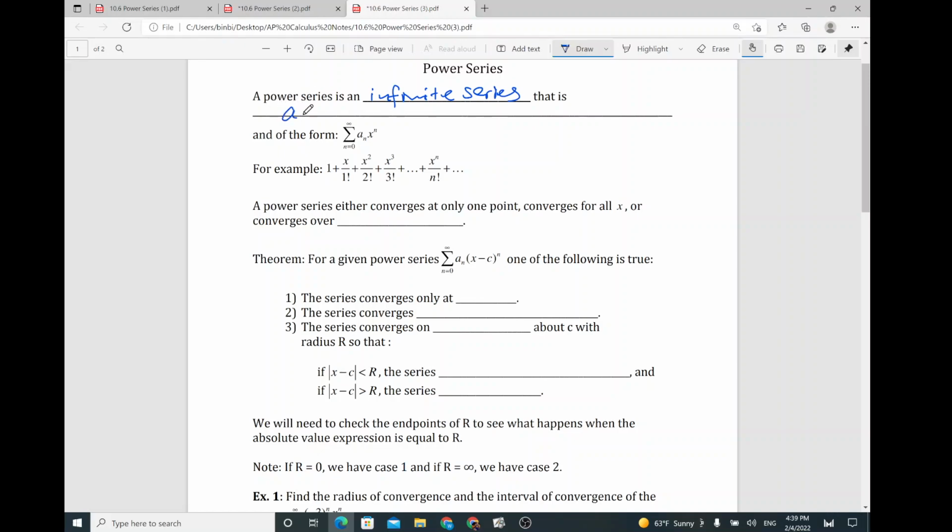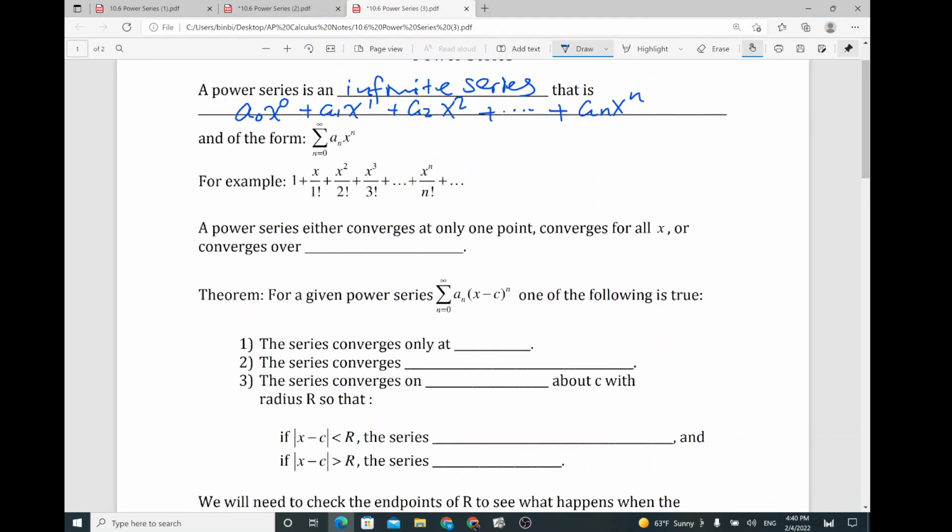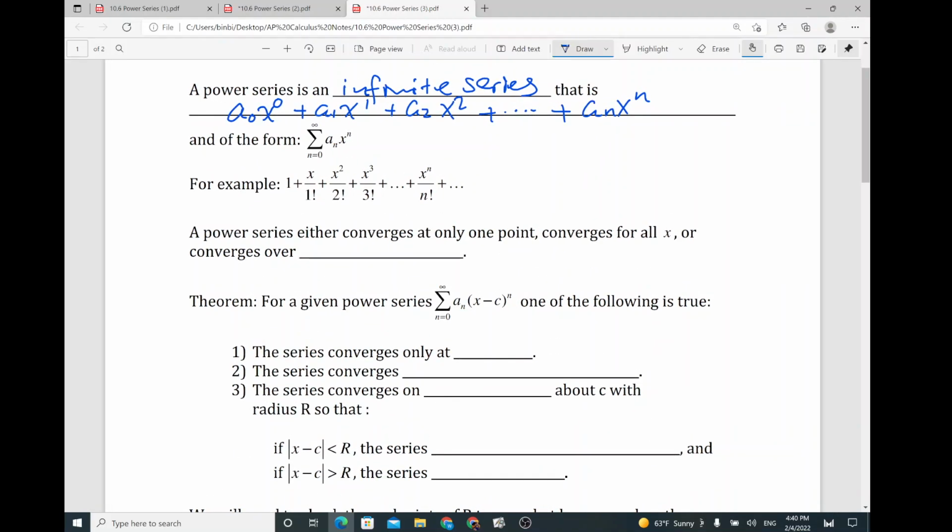So that is a sub 0 x to the power of 0 plus a sub 1 x to the power of 1 plus a sub 2 x to the power of 2 plus and so on, plus a sub n x to the power of n. That means it's generated with the series in summation form, sigma, as n equals 0 to infinity of a sub n x to the power of n.